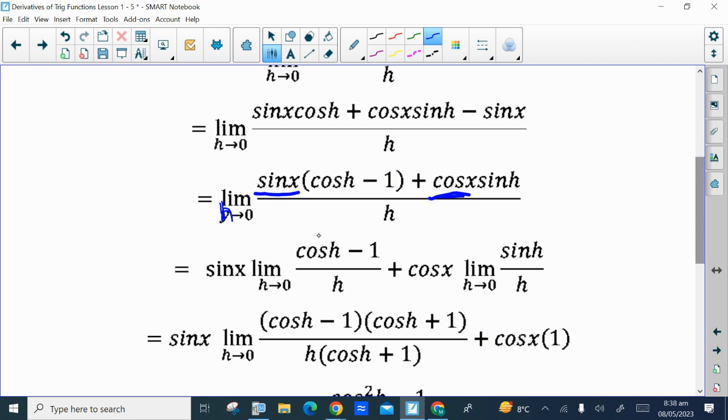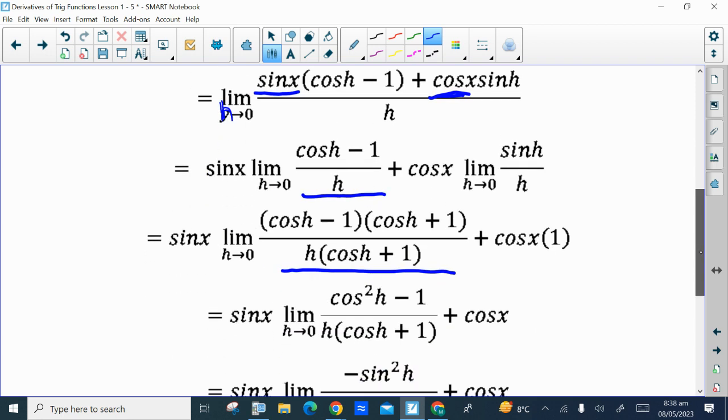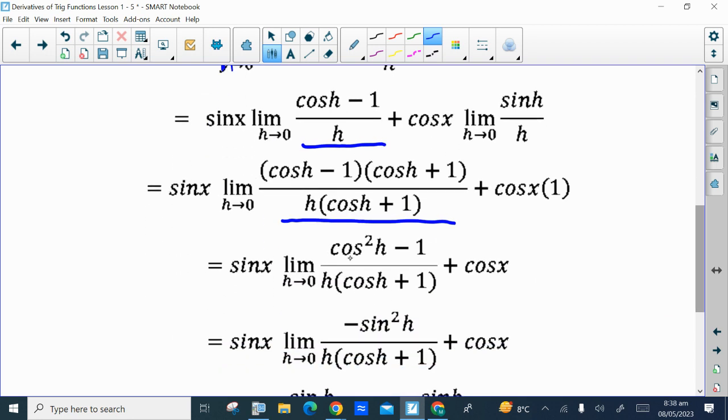The other thing that we did here is for this expression, we multiplied top and bottom by the conjugate of the numerator. The numerator is cos h minus 1. The conjugate of that is cos h plus 1. So multiply top and bottom by that. And that gives us this statement right there. When we multiply out those conjugates, we get cos squared h minus 1. And again, this last term, cos x times 1, is just cos x.